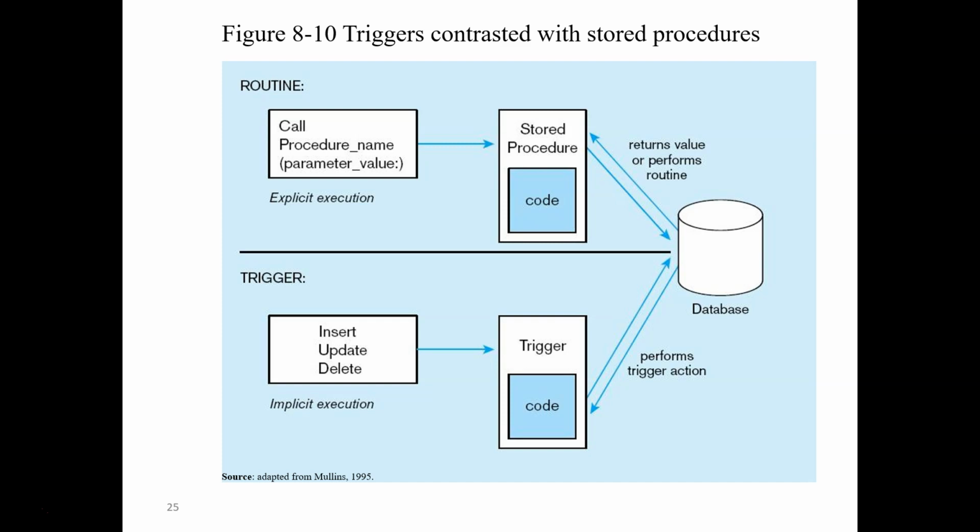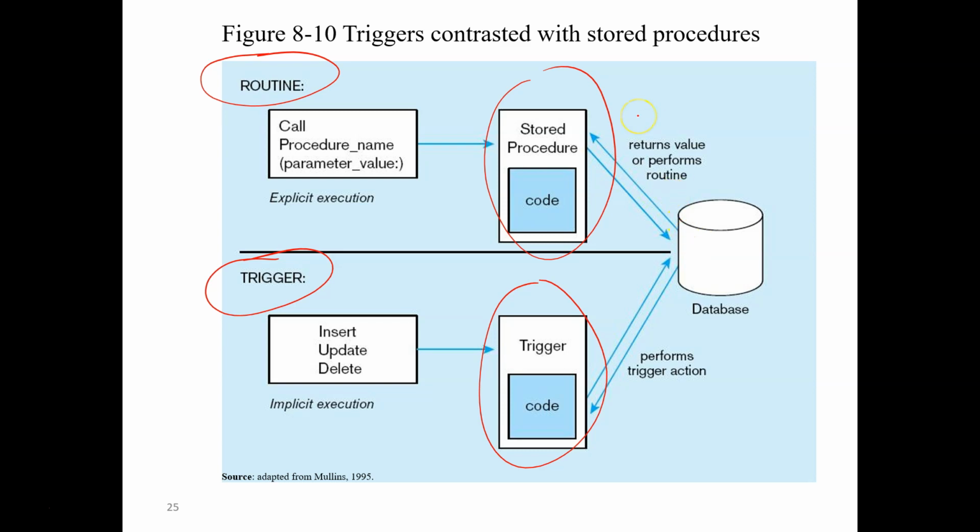This diagram illustrates the differences between routines and triggers. As you can see, both are blocks of program code that perform a certain operation on the data from the database, so they interact directly with the database. But procedures are called by users or programs explicitly to be executed. In contrast, triggers are executed automatically when an update, insert, or delete command is executed. So they are what's called event-driven.